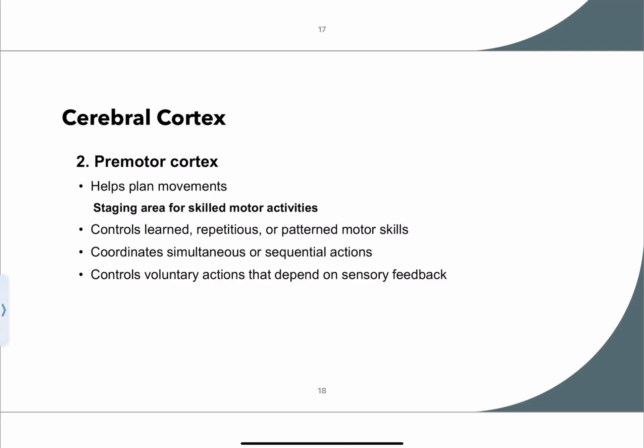The premotor cortex helps with planning our movement. It acts as a staging area for more complex tasks. It helps control learned, repeating or pattern motor skills, something like playing a piano or texting on your phone. It also helps coordinate simultaneous or sequential actions, and it controls voluntary actions that depend on sensory feedback. A good example of when we would use our premotor cortex is walking into a dark room and trying to locate a light switch.